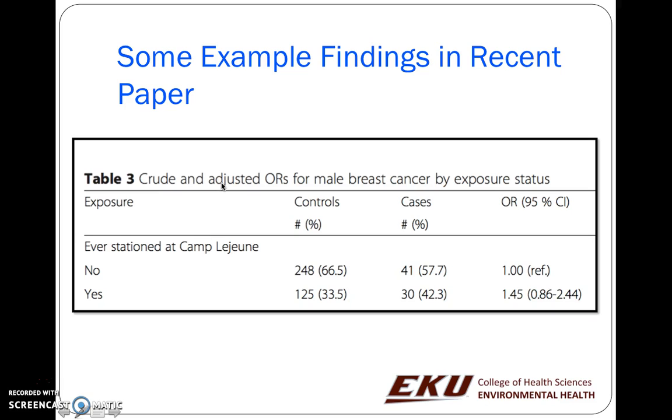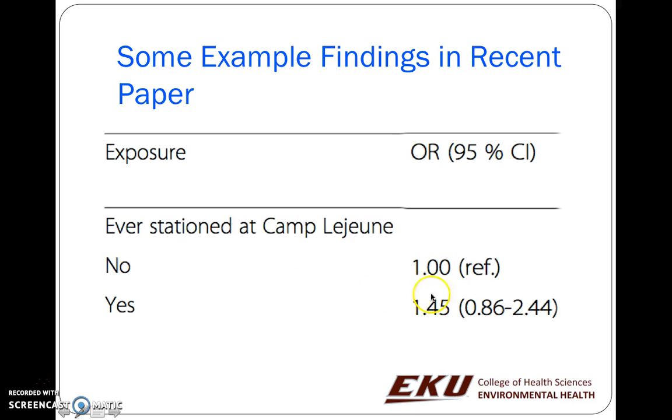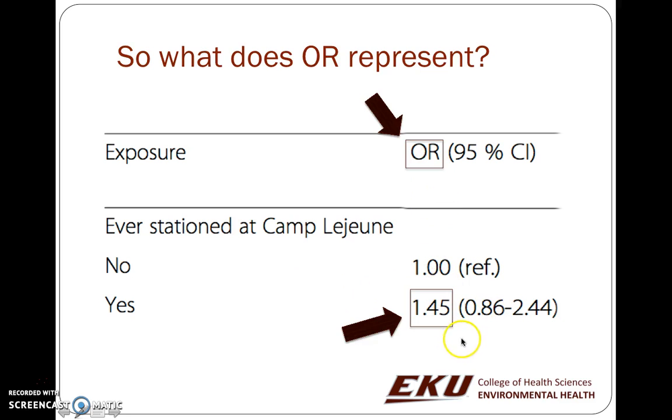So in this particular study, they had crude and adjusted odds ratios. This is the example of the crude odds ratio. The exposure was ever being at Camp Lejeune or not. So that's a yes or no. We have our cases and our controls. Cases, this is like box A in our little 2x2 table, exposed and disease. These people are exposed to Camp Lejeune water and have breast cancer. Controls, these are people that don't have disease. So we could put them in box D, no disease and no exposure. And you know, you got your odds ratio here and the 95% confidence interval.